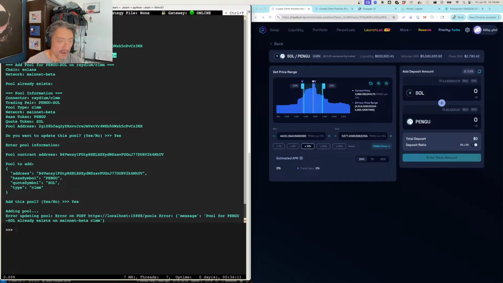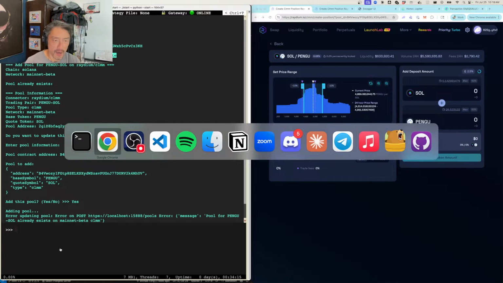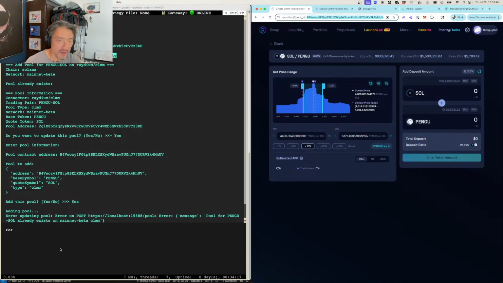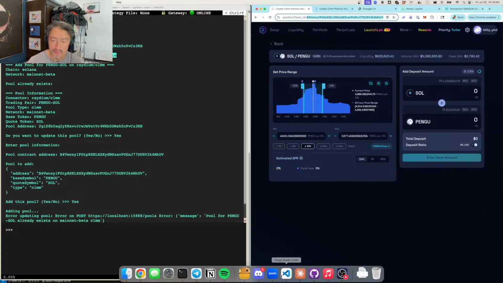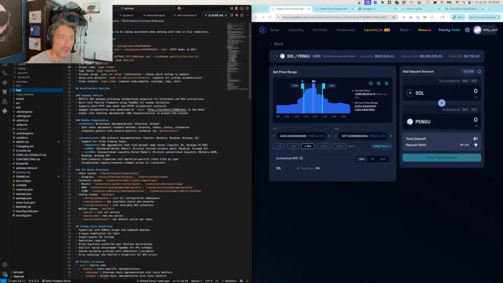Okay. Yeah, we probably need to override or at least add. But let me go ahead and add this manually for now, since we need to probably add some better error handling. But let's imagine this actually did work and it successfully updated the pool. What this is doing is updating the pool here.